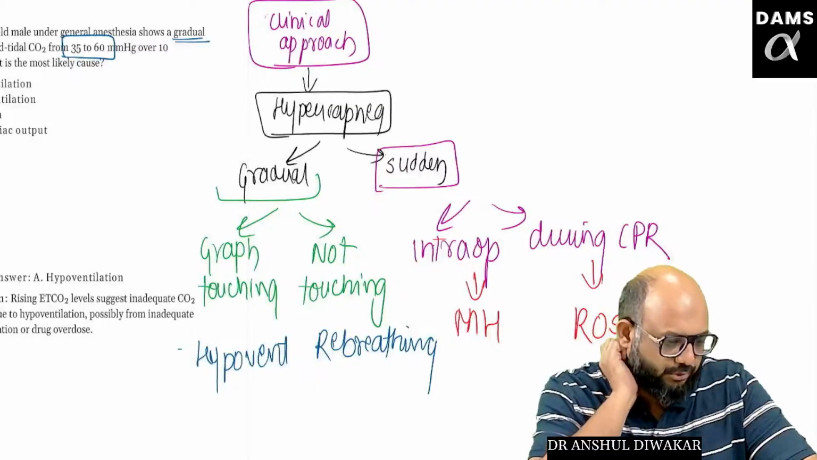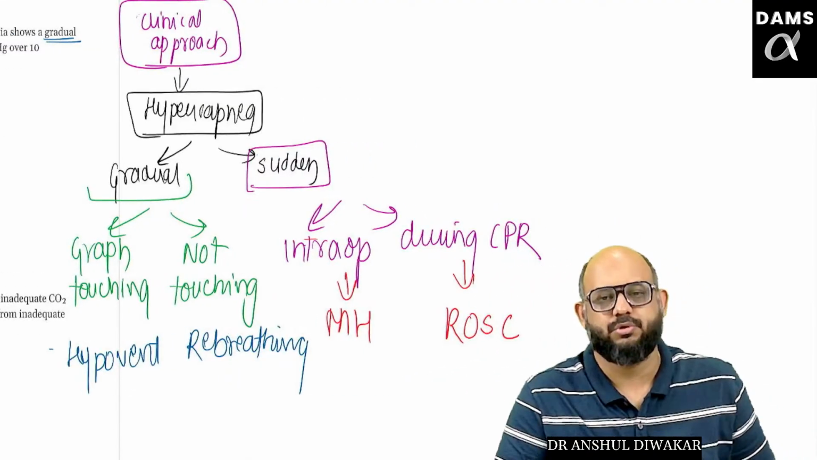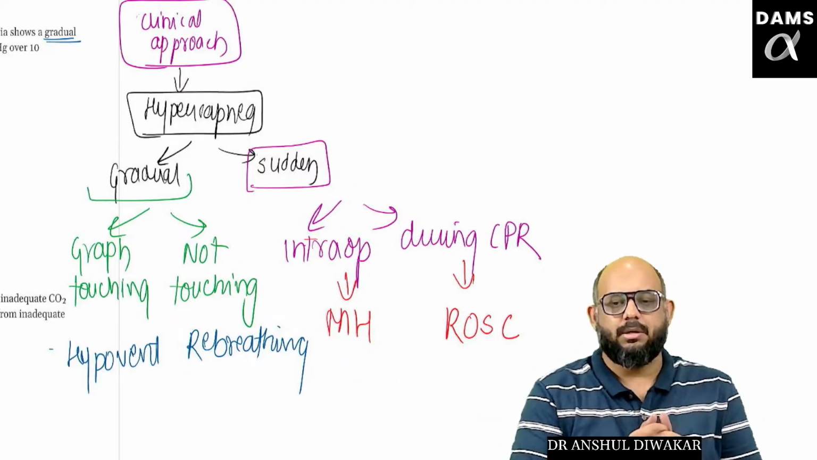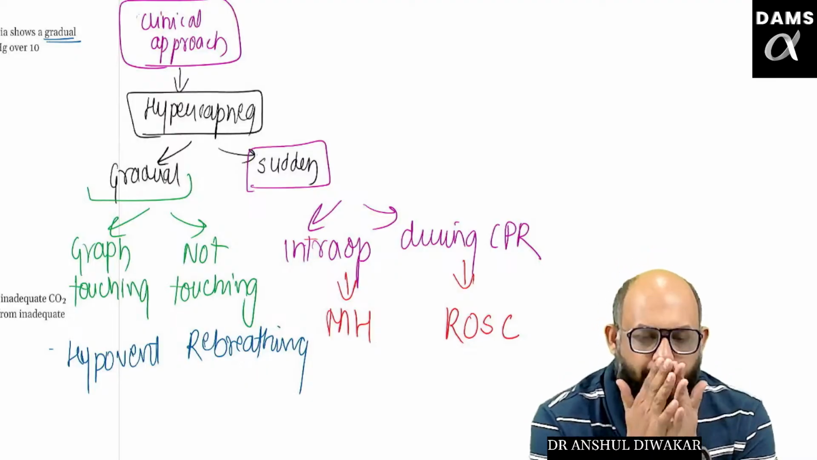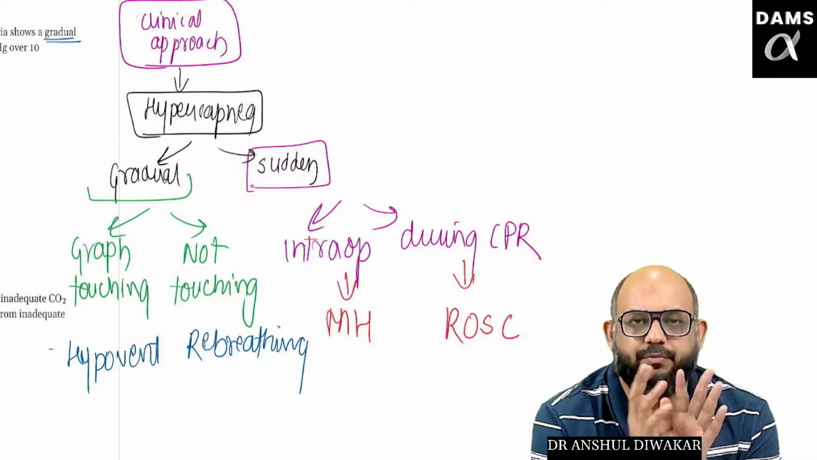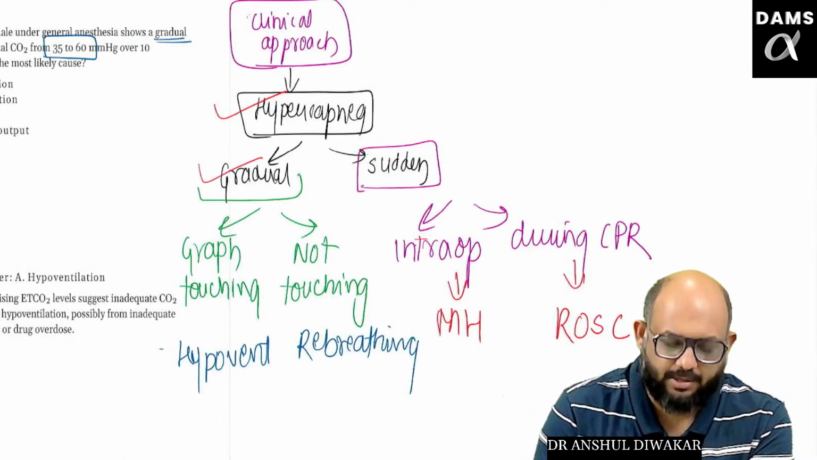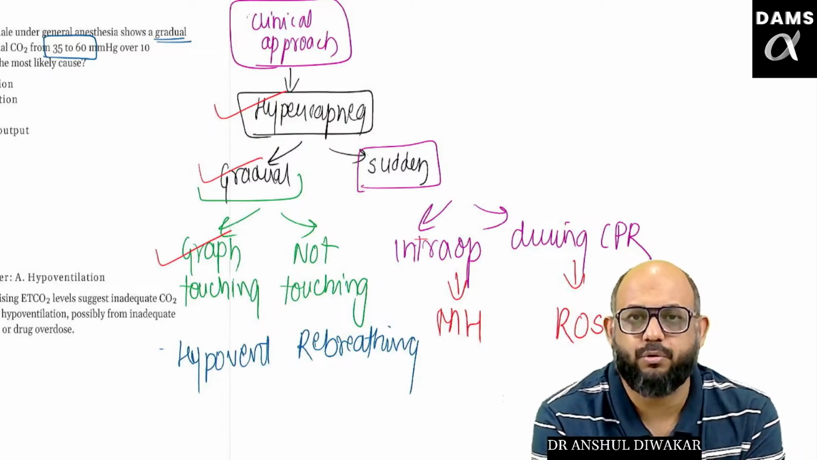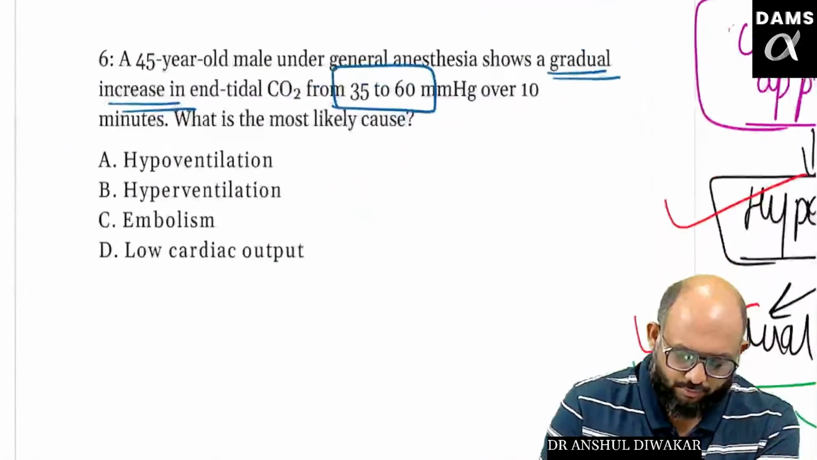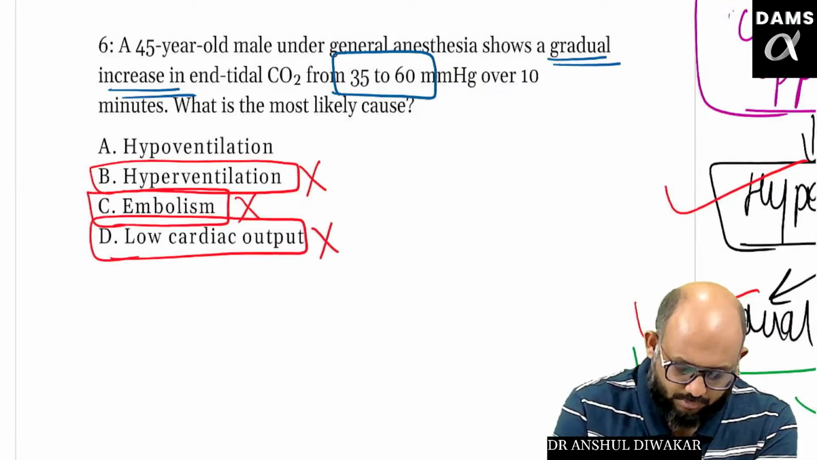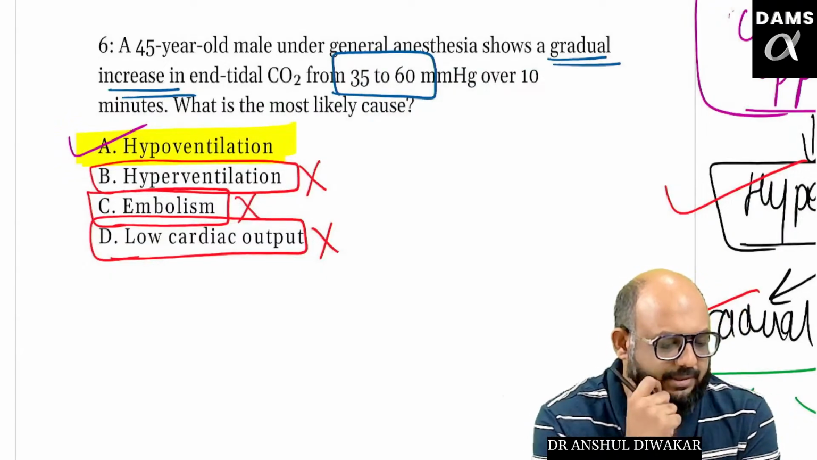You remember this approach? This is your clinical approach to capnography. Now, in this clinical approach, where does this question lie? Hypercapnia, gradual, graph touching the baseline. They have not told you that the graph is not touching the baseline. So, can it be hyperventilation? No. Embolism? No. Low cardiac output? No. The correct answer is hypoventilation, A.